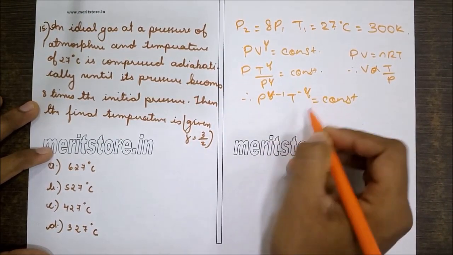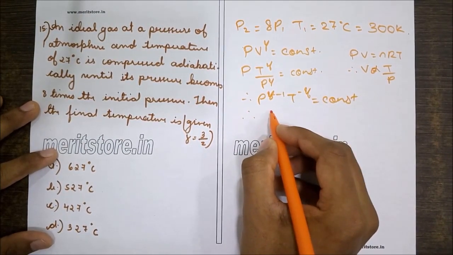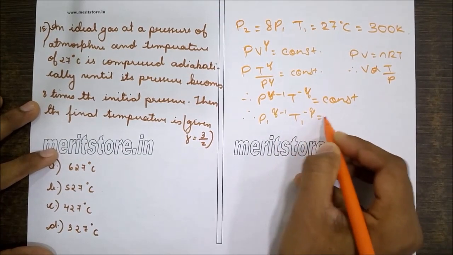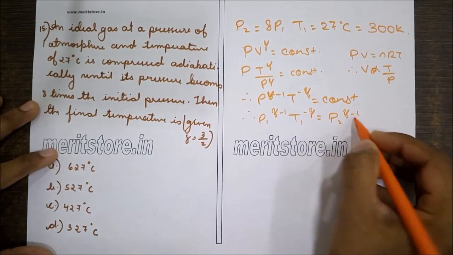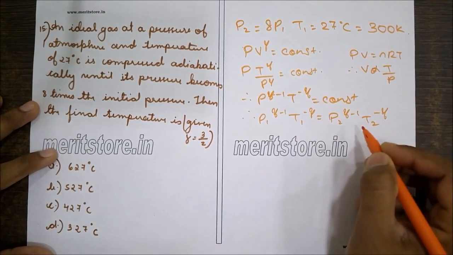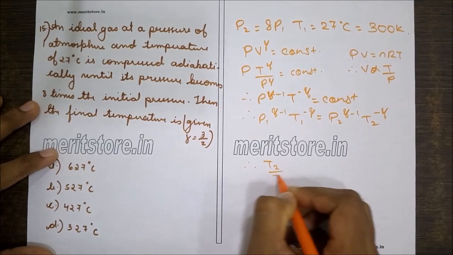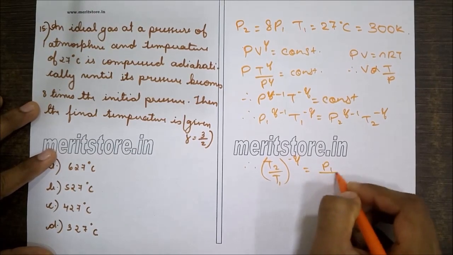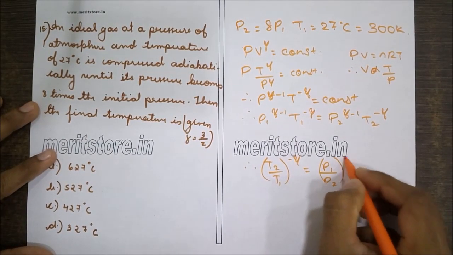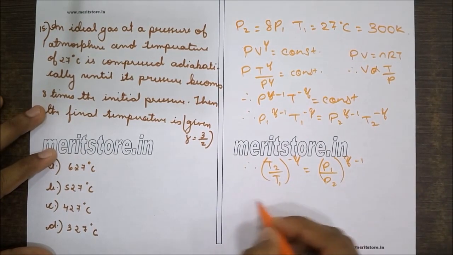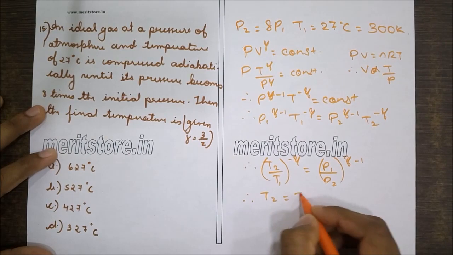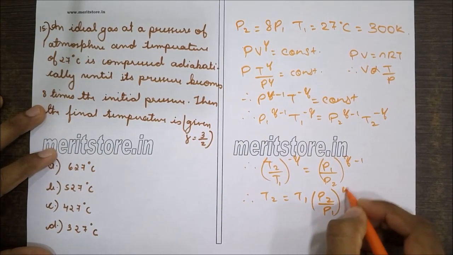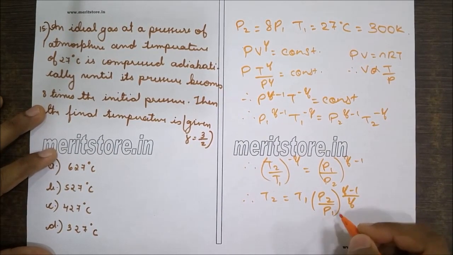So this can be modified into this form. So now what we can write is P1 raised to gamma minus 1 times T1 raised to minus gamma is equal to P2 raised to gamma minus 1 times T2 raised to minus gamma. So therefore T2 upon T1 raised to minus gamma is equal to P1 upon P2 raised to gamma minus 1. So the value of T2 is equal to T1 times P2 upon P1 raised to gamma minus 1 upon gamma.